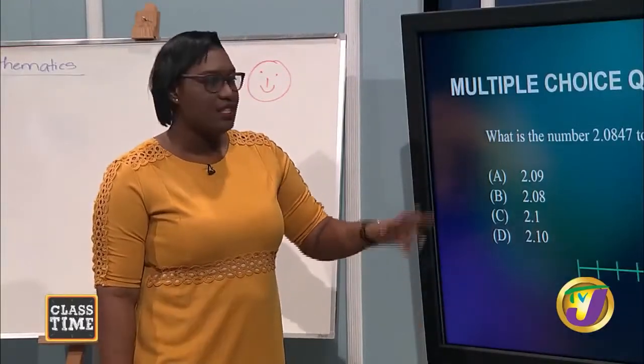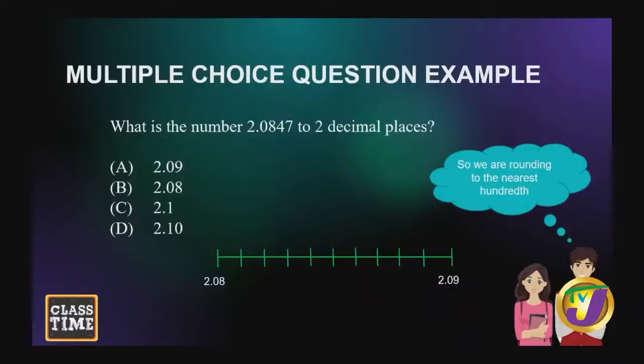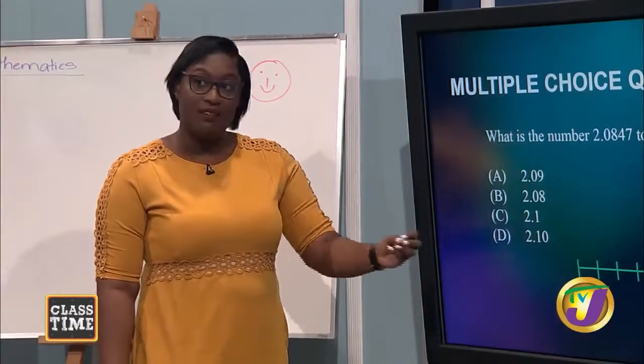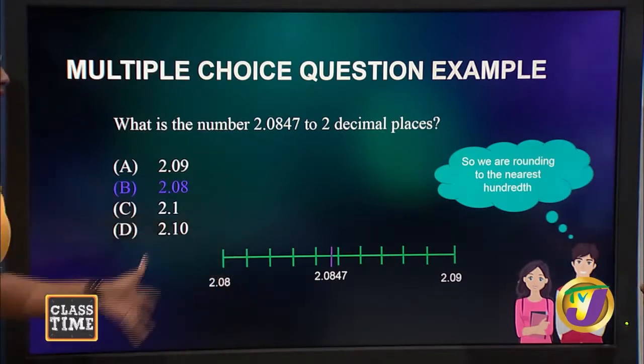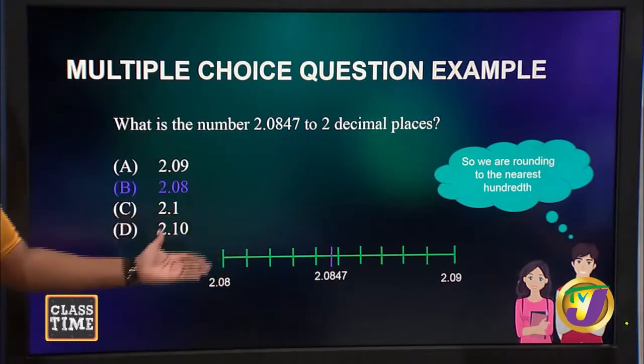Let's see. So here we have our number line. We have a number line now, guys. And again, we're going to place our number on the number line. And as Tamika rightfully said, it is closer to 2.08 or 2 800ths. And so my answer is B. This is also a visual that you guys can look at. You can see it on the number line and the placement of the number on the number line.